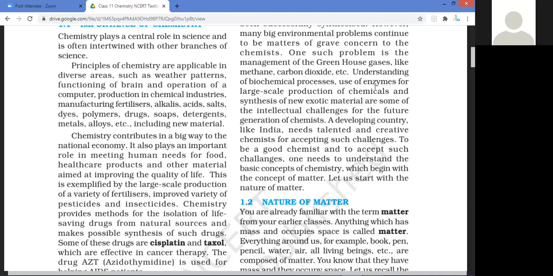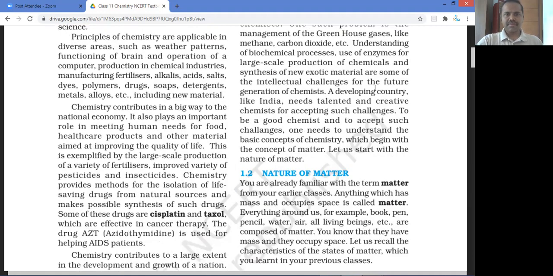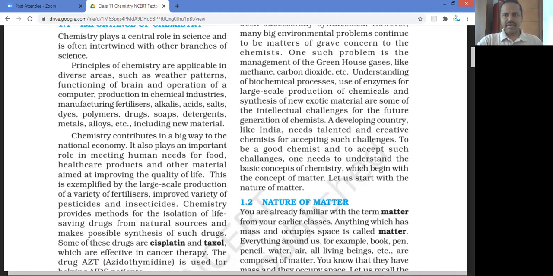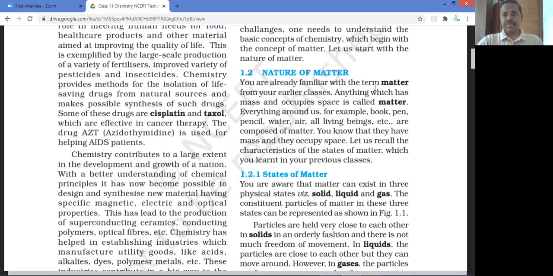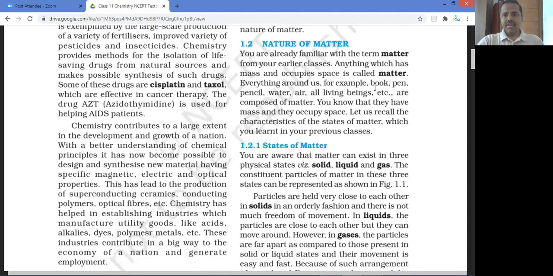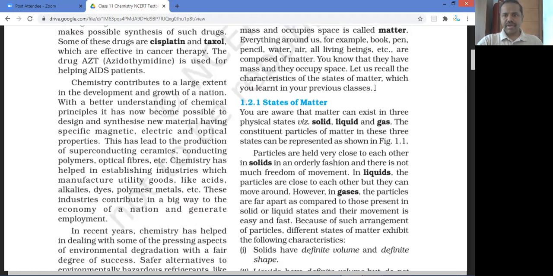Biochemical processes, the use of enzymes, and the production of chemicals are challenges for talented and creative chemists to accept. So we just looked at the importance of chemistry. Nature of matter: everything around us, book, pen, water, air, all living beings, is composed of matter. And as matter, we occupy space. Matter occupies space. The states of matter: three states, solid, liquid, gas.